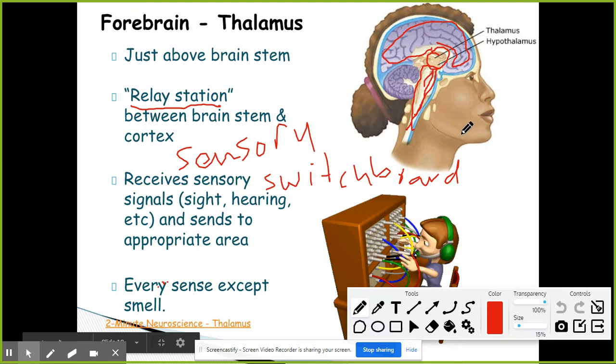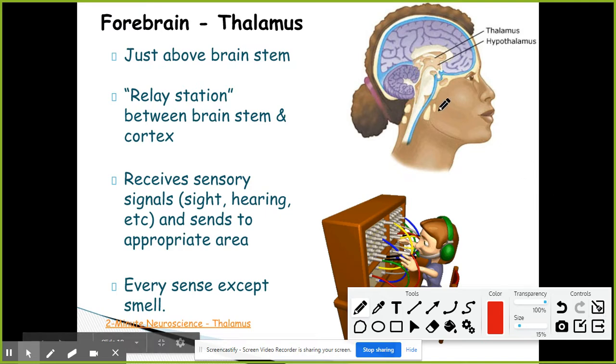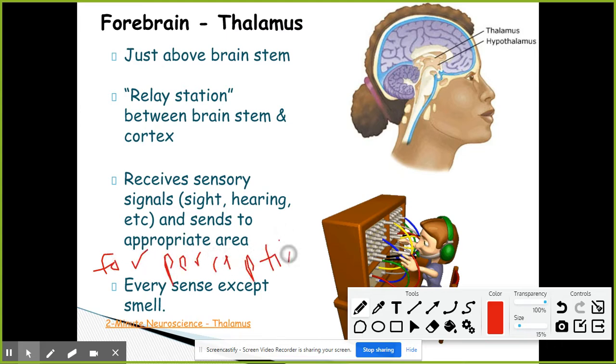All right. The thalamus is called the sensory switchboard because it connects sensory signals to the appropriate area of the brain for perception, which is understanding. So, sight, hearing, touch, taste, balance, body sense, all of those are sent to the correct area of the brain so that the brain can make sense of the neural signal.